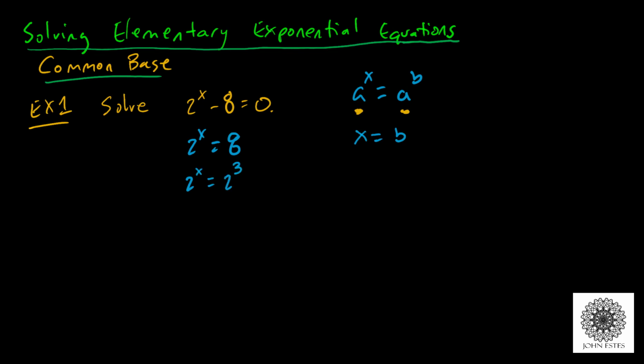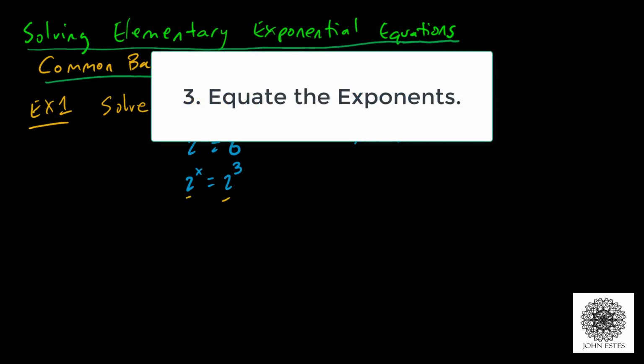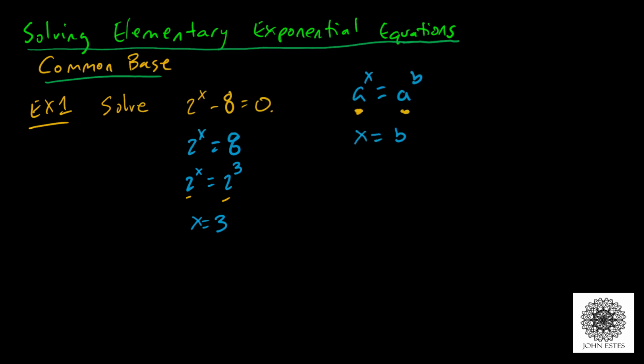2 cubed is 8. So now I'm trying to figure out what x is. 2 to the x power equals 2 cubed. I'm allowed to drop these bases now and set x to be 3. And so there's my solution: x equals 3. And you can imagine that it does work, because if I plug it back in, 2 cubed minus 8, well, 2 cubed is 8, so I have 8 minus 8, and that equals 0, and that's exactly what we wanted. So it did work.